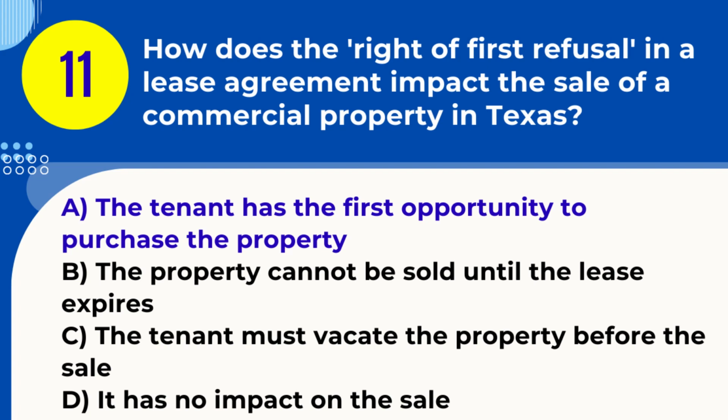Explanation. In Texas, if a lease agreement includes a right of first refusal, it means the tenant has the first opportunity to purchase the property before it can be sold to someone else.